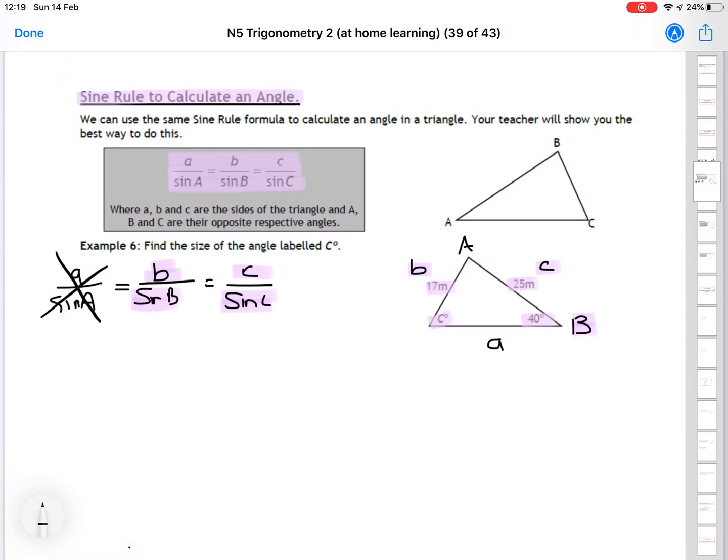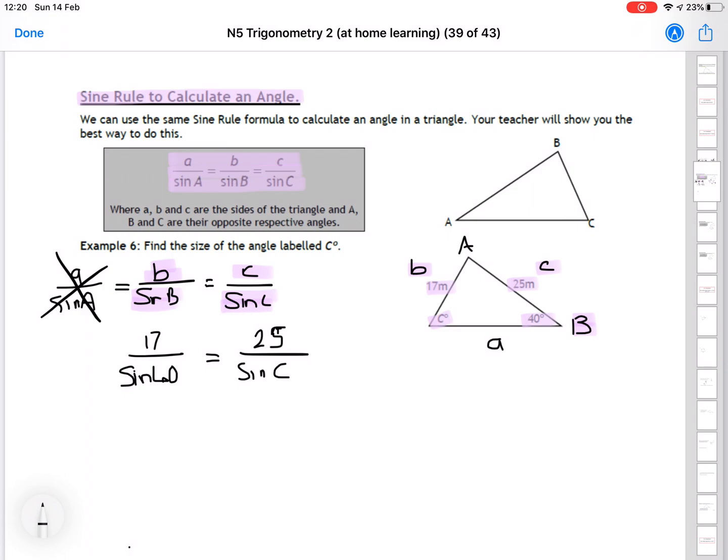So let's fill in the information that we've got. So this is the exact same process as the last lesson. So for small letter b, it's 17. And then angle B is 40, so 17 over sine 40. And then small letter c is 25. And this time, because it's the angle that we're finding, this capital letter C is going to stay as a letter because that's what's unknown in this question.